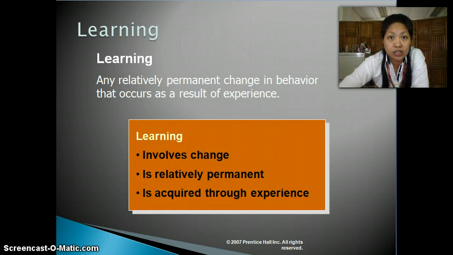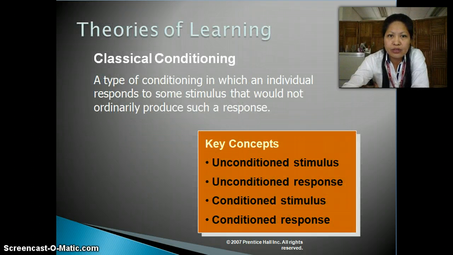So learning involves change, definitely, because once we acquire new knowledge and new ideas, we think differently, we act differently based on that knowledge. It's relatively permanent, so it's not absolutely permanent, but relatively permanent, because sometimes we also can unlearn things. Okay? And it is acquired through experience. We have theories of learning.